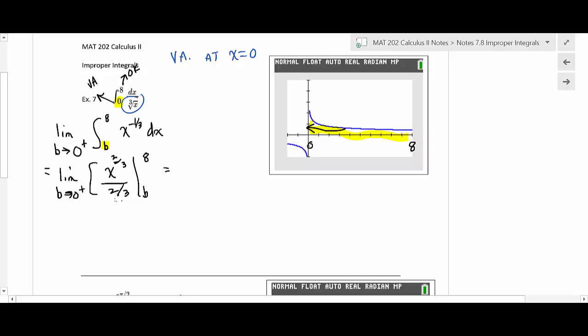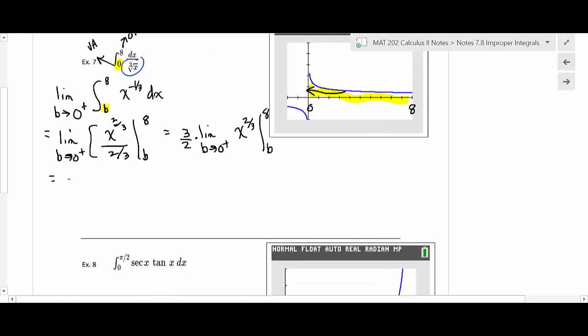Okay, so that's a 3 halves. So I'm going to go ahead and just take that 3 halves out of the limit. So we're going to do the right-hand limit. And then we're doing x to the 2/3, evaluated from b to 8 like that. Okay? I can skip a couple of steps because now what we need to do is just do 3 halves times the limit as b goes to 0. And now if you plug in the limits of integration, you're going to have 8 to the 2/3 minus b to the 2/3. Okay, like that.